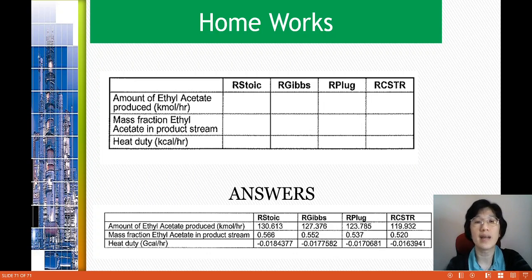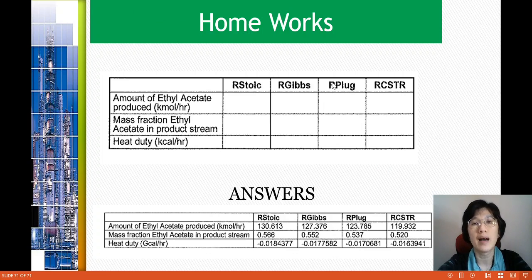Once you have done, you can compare your result with the answer given in Exponent Plus. But just to let you know, the heat duty here, I think they have been given in error because we have done it for so many times, and we are able to get the ethyl acetate molar flow rate and also the mass fraction, but it's just the heat duty is different from our answer. It's okay as long as you can get the mass fraction and also the molar flow rate of the ethyl acetate. It shouldn't be a problem. Our heat duty is the correct one then. So this will be your homework.